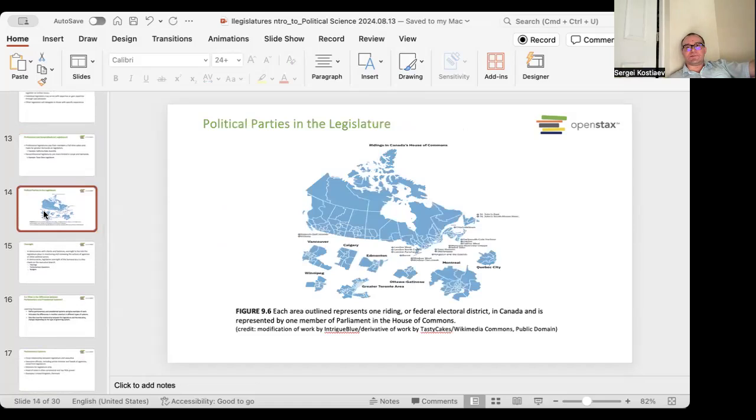Important thing is in many countries, people who are elected to parliament, to legislature, in some cases, they're elected from particular areas. And this would be an example of Canada in their electoral districts.